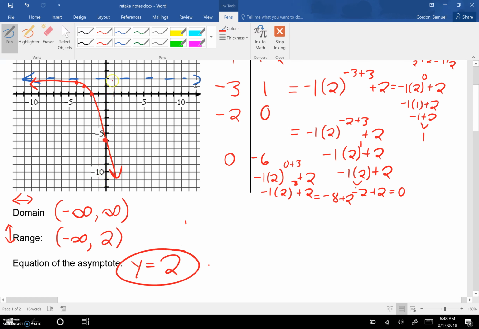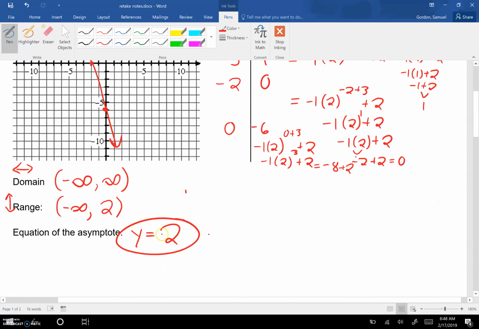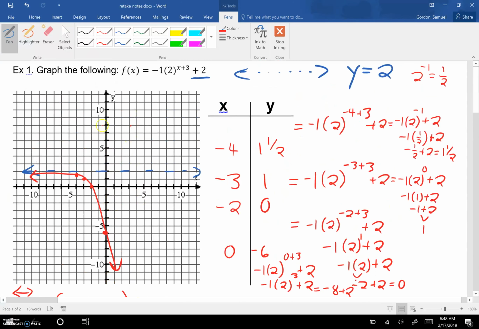And I know it's y equals 2 because of k. Here's my k right up here. That tells me what the equation of the asymptote is. So there's a reminder of how to graph an exponential equation.